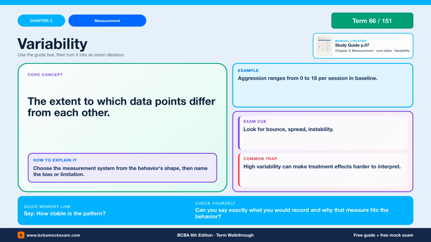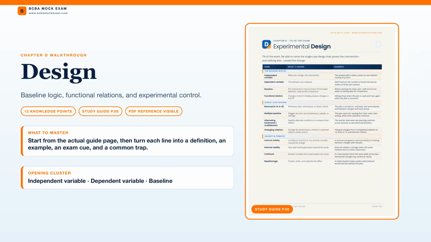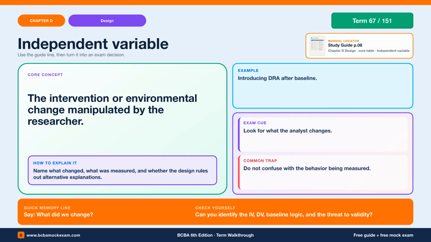Now we move into experimental design. Domain D, experimental design. Experimental design answers a different question from measurement. Measurement asks, what happened? Design asks, can we show why it happened? That difference matters. A graph can show improvement, but design logic tells us whether the intervention likely caused the improvement. The exam move is to identify the independent variable, the dependent variable, and the design logic that supports a functional relation.